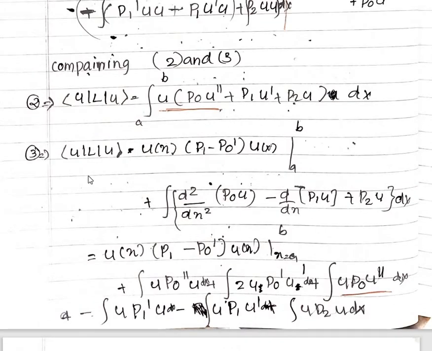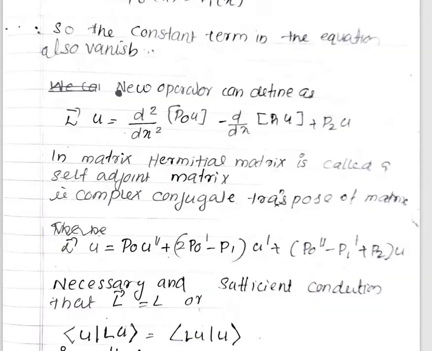So in this equation, this term will vanish because we proved that p1 minus p0 dash should be equal to 0, or p1 is equal to p0 dash. So this term vanishes, and you will get the equation as L of u is equal to d square by dx square of p0 u minus d by dx of p1 u plus p2 u.